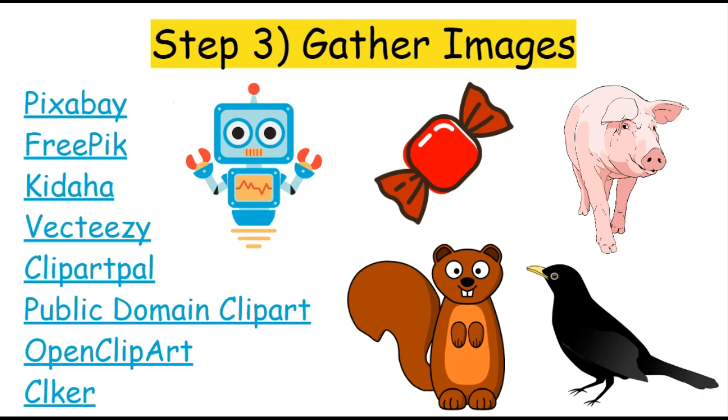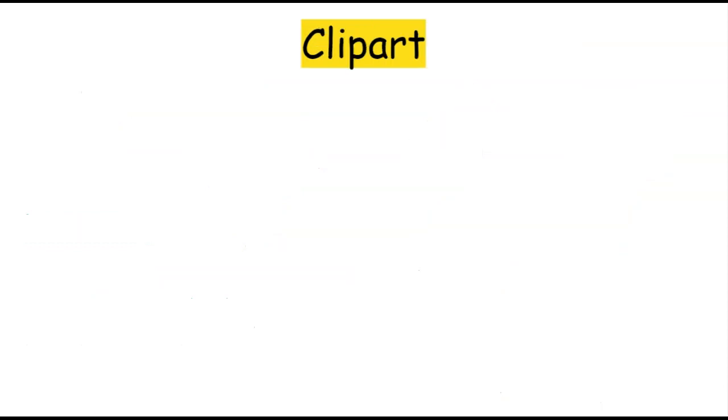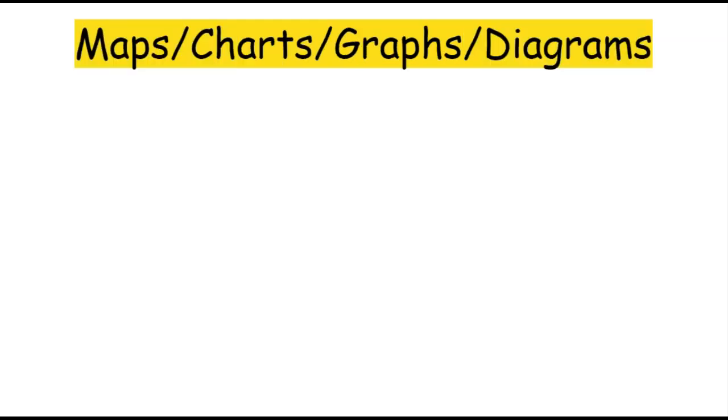Now that you have your keyword list, the time's come to gather your images. Everything you see on the screen are good places that you can use to gather various things to use for your puzzles. Personally, after Pixabay and FreePic, I generally have everything that I need, but the others are also good options. On these websites, you're looking for a variety of things, but what I primarily use for my puzzles is clipart. However, you can also use photos and, of course, maps, charts, graphs, and diagrams.